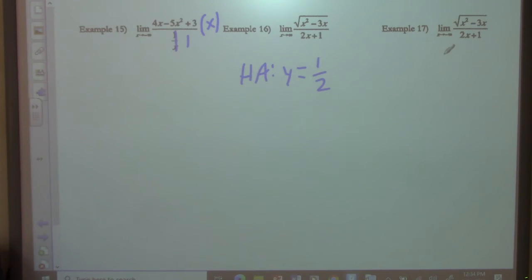Okay, this one over here, it's the same one, isn't it? Example 17, no, it's to negative infinity. Yeah. So what is this one going to be here? 1/2, y equals 1/2. Okay, it should be y equals negative 1/2.